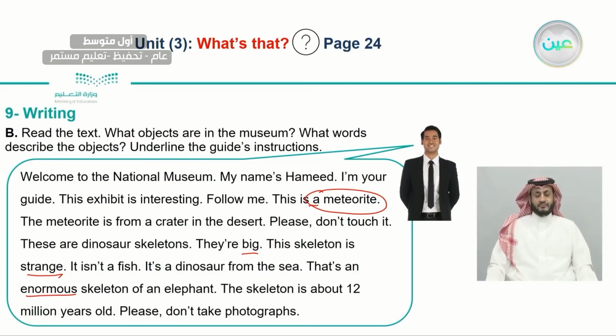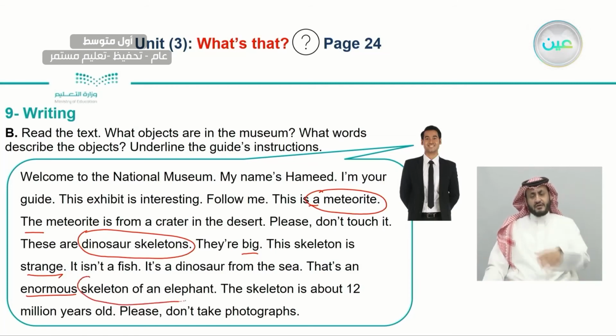How about when the writer mentioned that for the second time, what happened? Use the definite article "the". The meteorite is from, because I already mentioned it. Okay? Is from a crater in the desert. Please do not touch it. There are dinosaur skeletons. Circle that item. Okay? They are big. This skeleton is strange. It isn't a fish. It's a dinosaur from the sea. That's an enormous skeleton of an elephant.